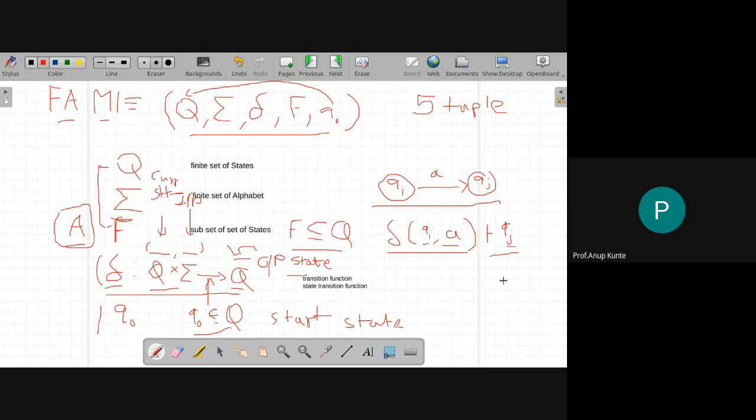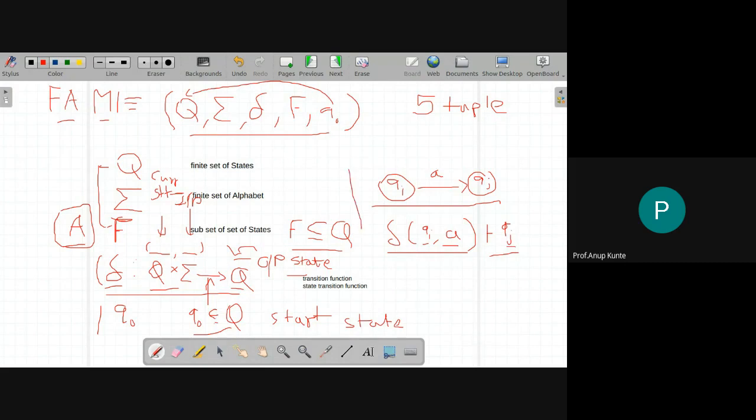So from input state, I'm moving to output state. From input state or current state, I should say current and next. That would be much better than saying output state. So current state से next state में मुझे delta function allow कर रहा है जाने के लिए.